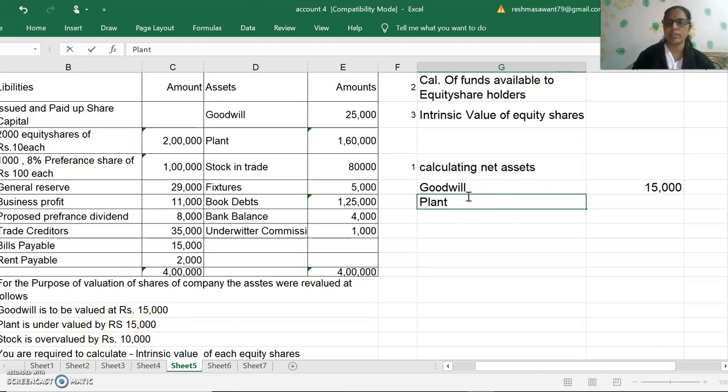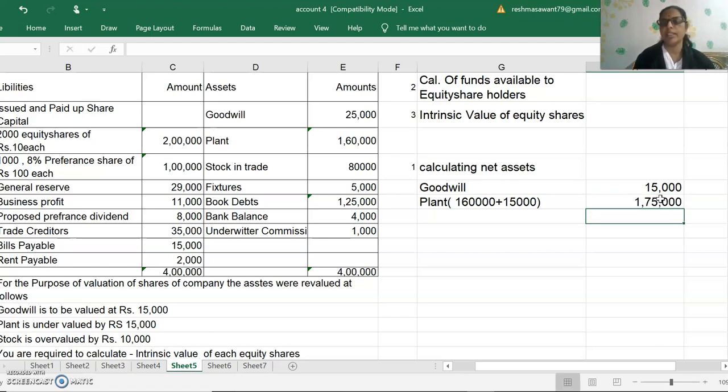1,60,000, but plant is undervalued by rupees 15,000, which is mentioned in your adjustment. When the undervaluation of assets is there, this amount is always added to your book value. So 1,60,000 plus 15,000, so the answer will be 1,75,000. That is the undervaluation. Make sure that for undervaluation, only the undervalued amount is mentioned. You have to add that amount to your balance sheet figure. Undervaluation is always added to the book value.